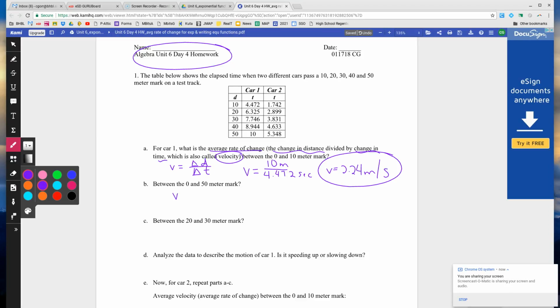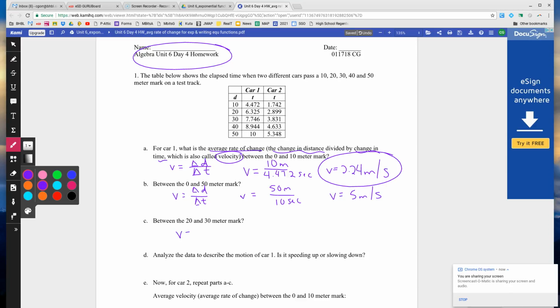Now between the 0 and the 50 mark. So again, the velocity is delta D over delta T. And when I plug my numbers in here, again, 0 to 50, so my difference has to be 50 meters. My 50 meter mark is 10 seconds, which would give me 5 meters per second.